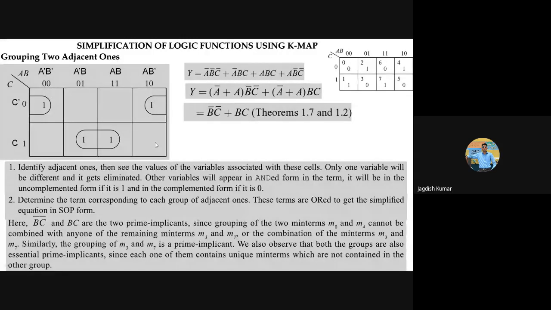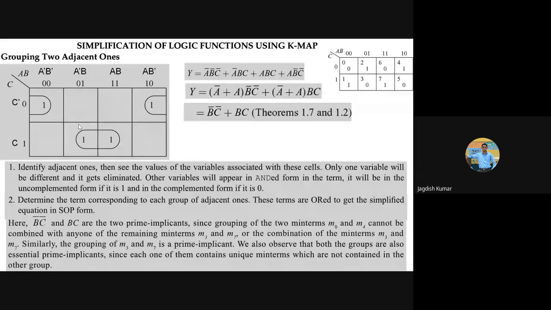But in the case which I removed, if there were a one here, then this pair wouldn't be an essential prime implicant, because this one is sitting in this pair as well as in this pair. So those are not essential prime implicants. Okay, so the meaning of prime implicant and essential prime implicant, I hope it should be clear.